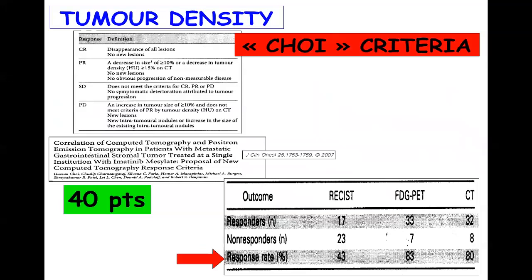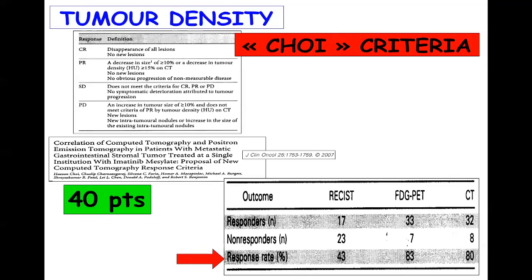Choi criteria based on tumor density. We have some definitions: complete response, disappearance of all lesions, no new lesion. Partial response, a decrease in size of equal or more than 10%, or decrease in tumor density of more or equal to 15% on CT, no new lesion, no obvious progression of non-measurable disease.